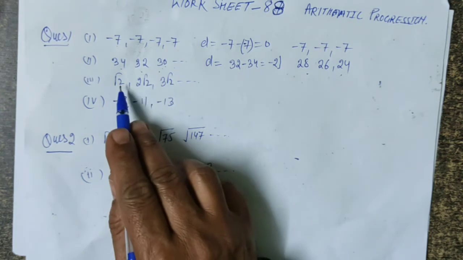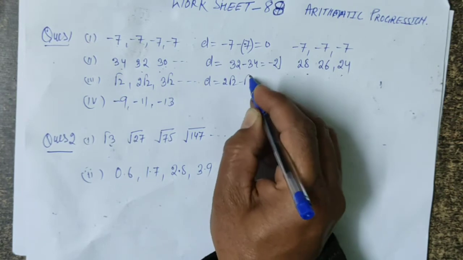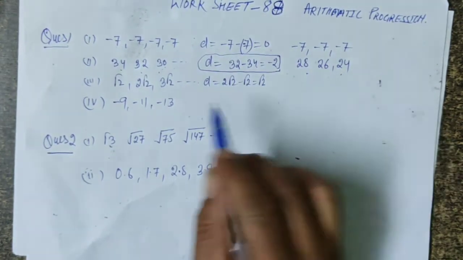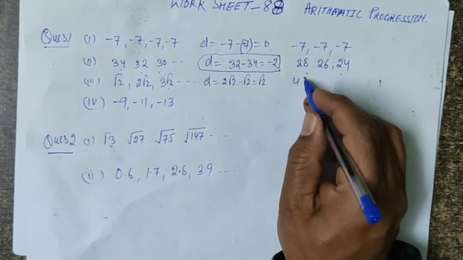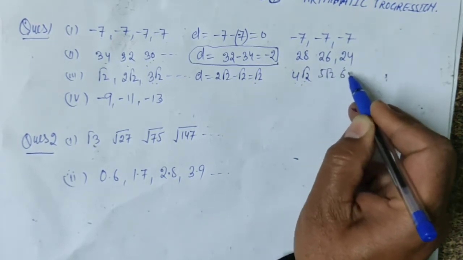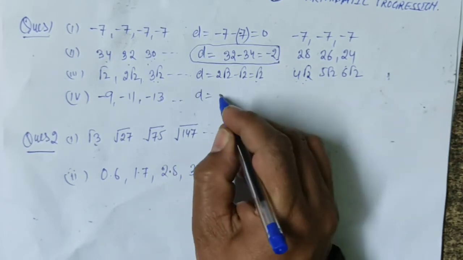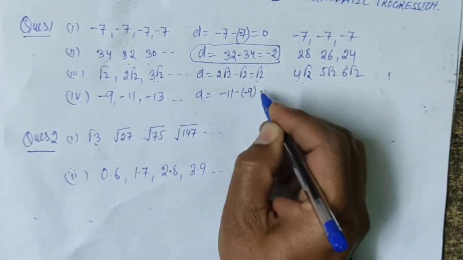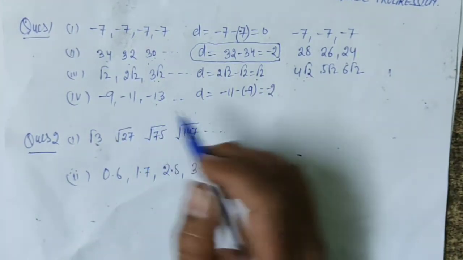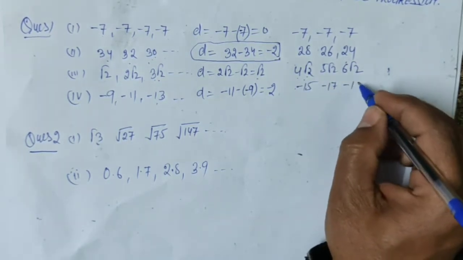And in the third case, √2, 2√2, 3√2. The common difference will be 2√2 minus √2, it will be √2. That means after adding √2 to the given term, we will get the next term: 3√2 plus √2, 4√2, then 5√2, then 6√2. Now in this fourth part, the common difference is -11 minus -9. It's -2. Therefore, the next three terms will be -13, -15, -17 and -19 as well.